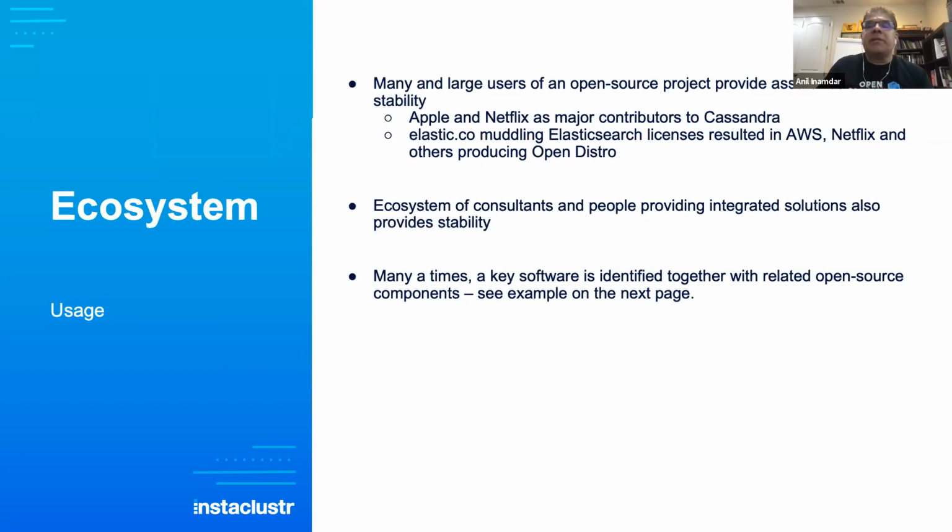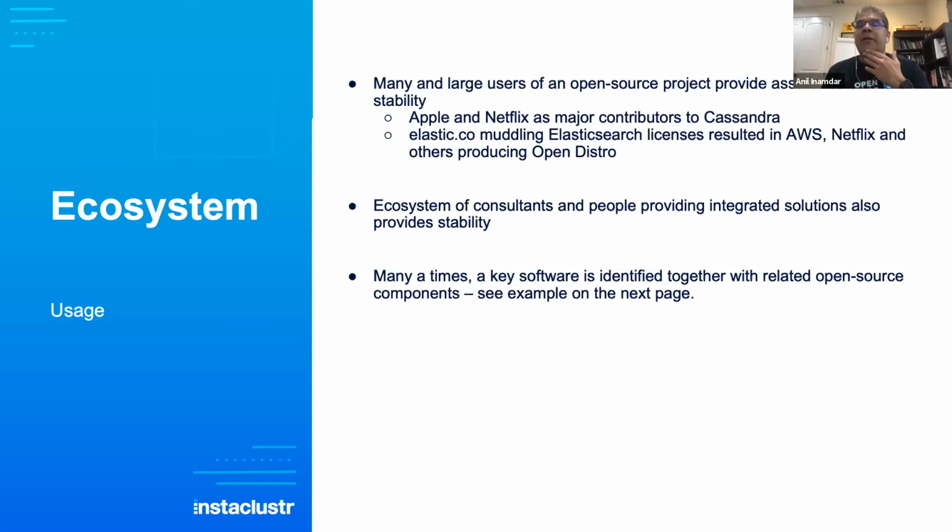So the ecosystem is healthy if many large corporations are contributors to the open source projects. They can provide assurance of future stability. For example, Apple and Netflix are major contributors of Cassandra. So if you're using Cassandra, Cassandra is not going anywhere and is always going to be enhanced in terms of features, because Apple and Netflix have a vested interest, and there's a huge community behind that. So I think it's a fairly stable product.